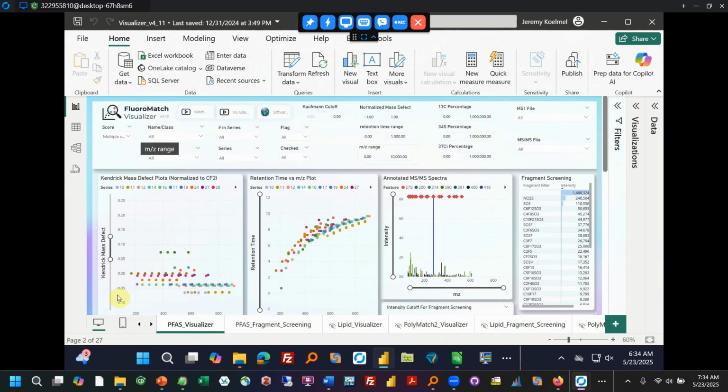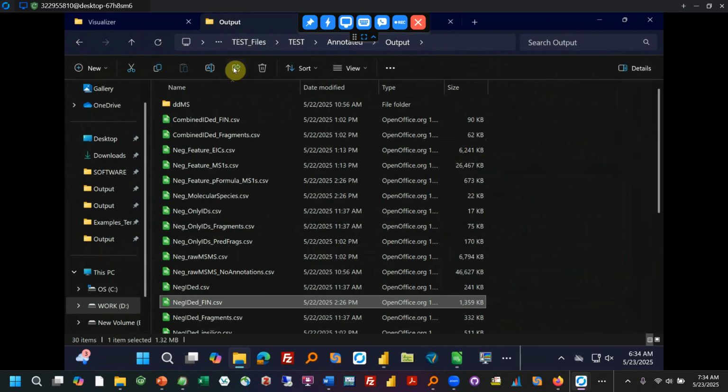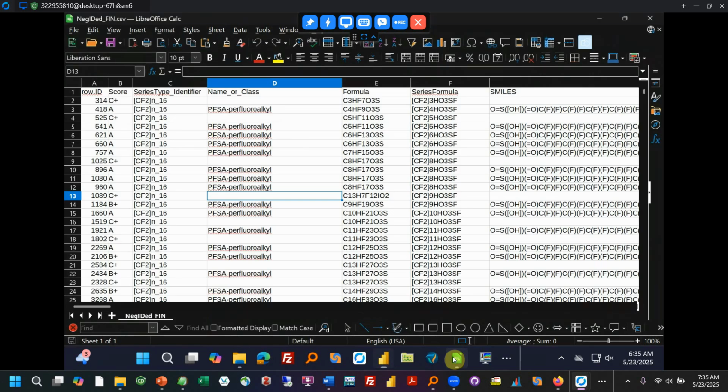So one monitor will have your FluoroMatch Visualizer, and the other monitor will have your data table. You'll open up your visualizer and upload all your files into it, as we showed in the prior tutorial, and then go back to your outputs and also open up, for example, the neg ID fin table. So either positive ID fin, neg ID fin, or combined ID fin, depending on how you're looking at your data. So let's say you just ran negative polarity, open up neg ID fin, and you'll get your table.